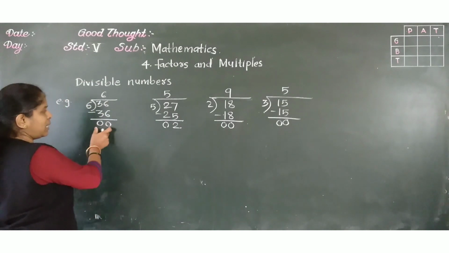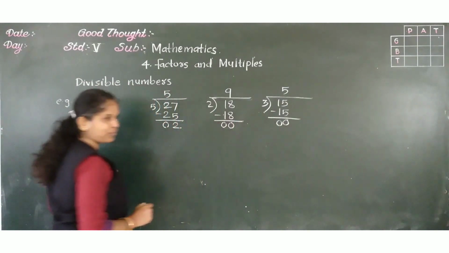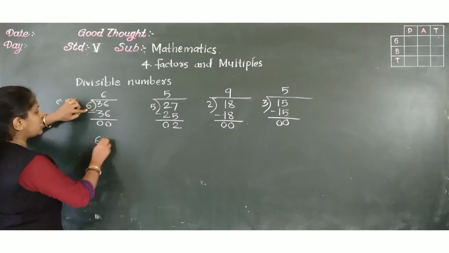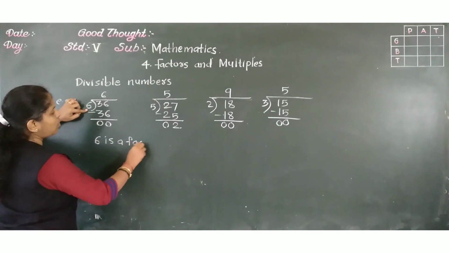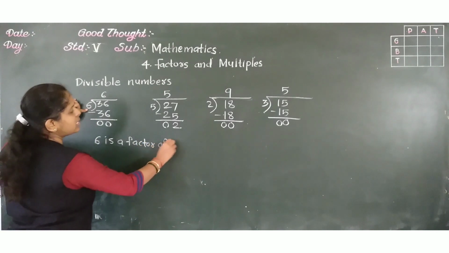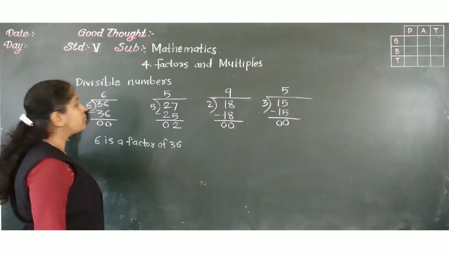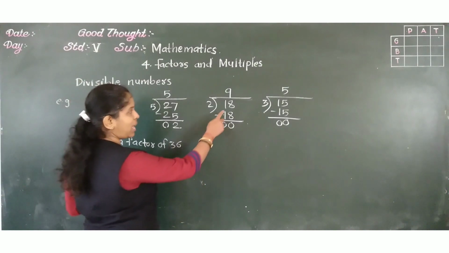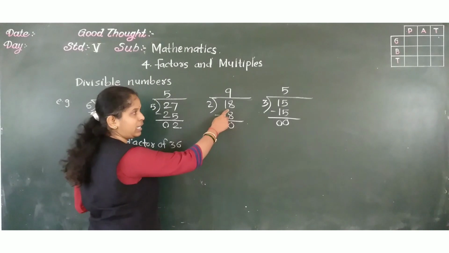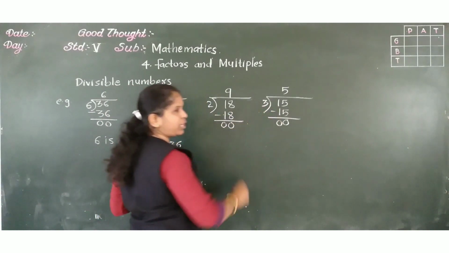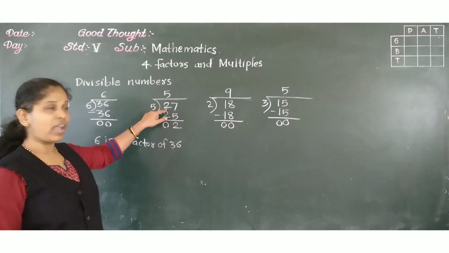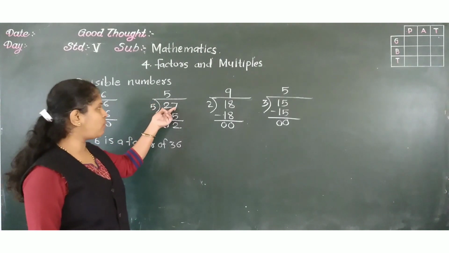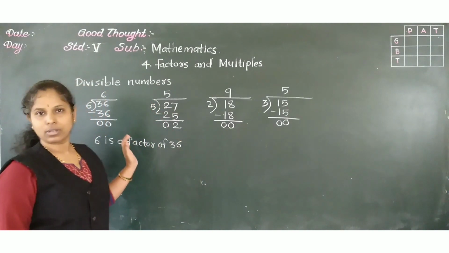And as here the remainders are 0, see here the remainders are 0, 6 is a factor of 36. Why? Because we can completely divide 36 by 6. Now same as 2 is a factor of 18 and 3 is a factor of 15. But can we say 5 is a factor of 27? No. Why? Because we cannot divide 27 by 5 completely.